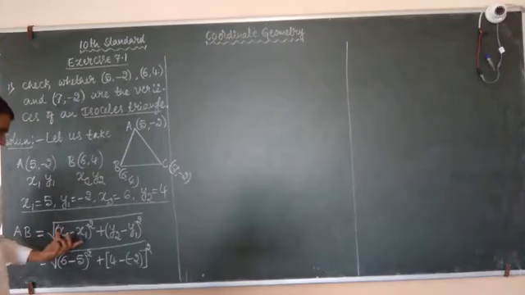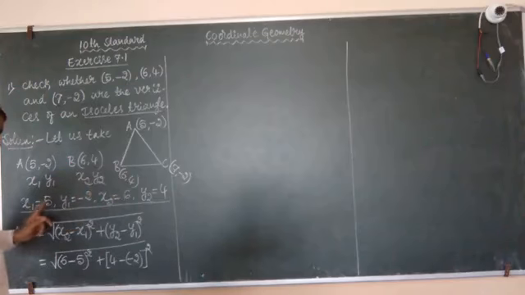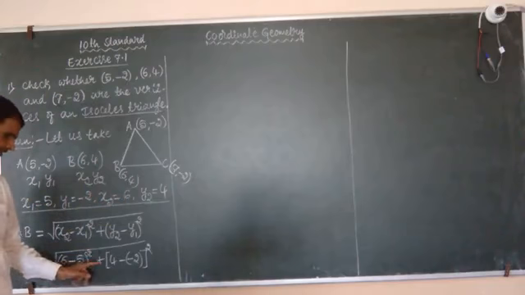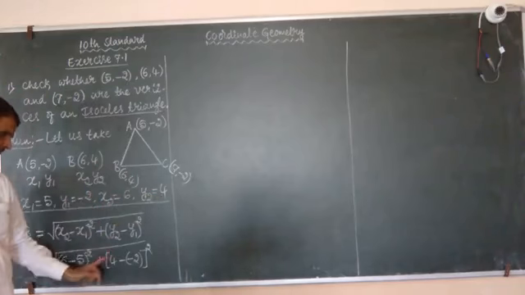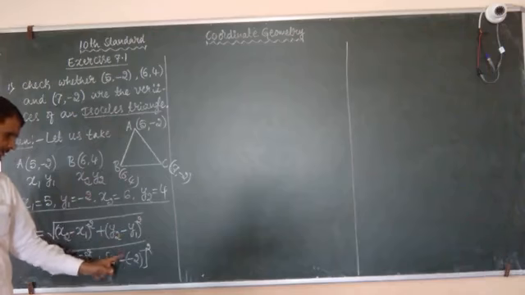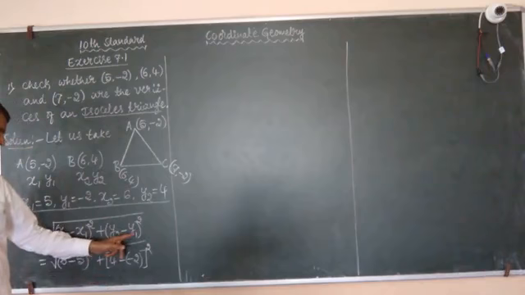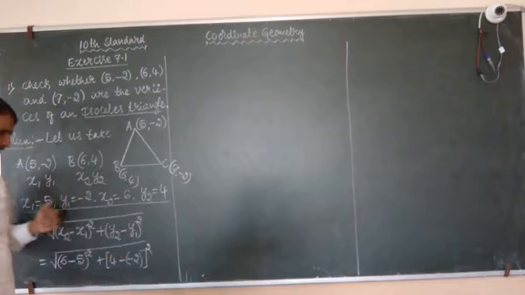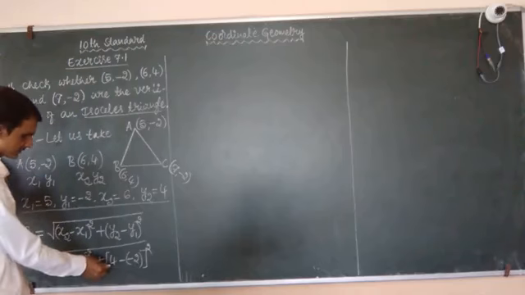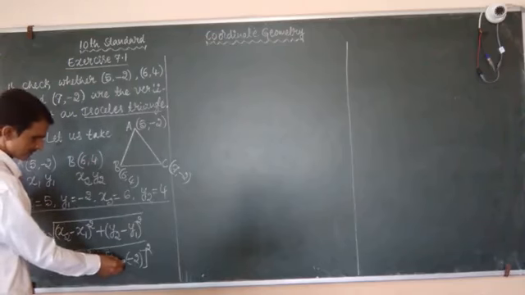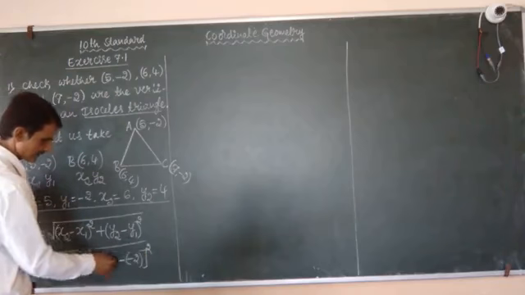So we have substituted the values of x2, x1. So x2 is 6, x1 is 5. 6 minus 5 whole square plus y2, the value is 4. In the formula we have a minus sign here. The value of y1 is minus 2. Therefore here we have written 4 minus of minus 2 whole square.